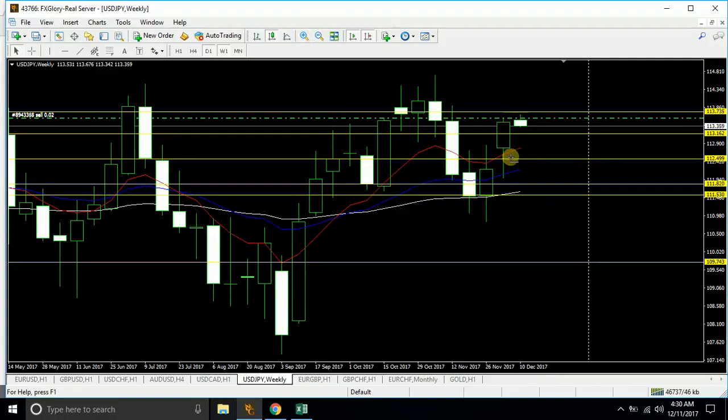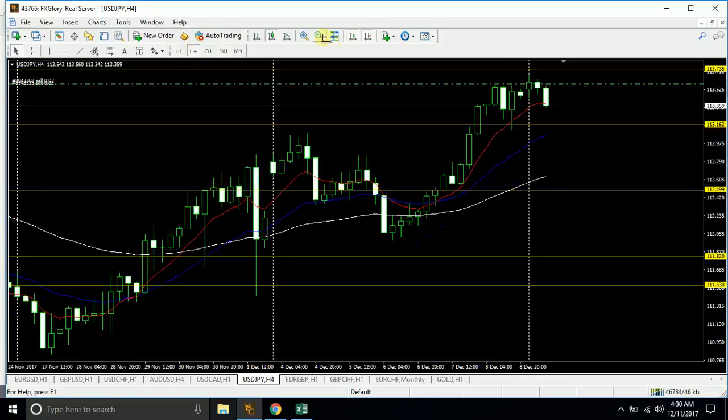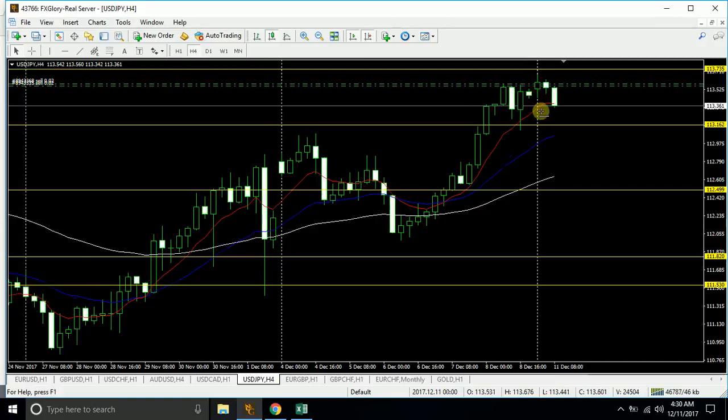Then get it from a weekly standpoint. Here's the 112.5 level. We can see a good double top pattern here on the 4-hour chart. Again, here's the 112.5 level.